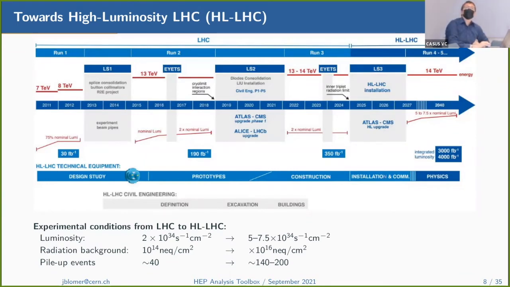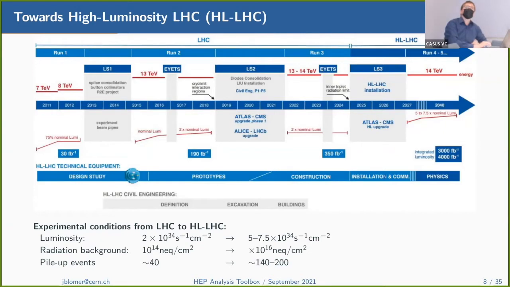So you see the project plan, if you will, of the LHC. There are usually multi-year long runs where you collect data, and then you have a 1 or 2 year technical stop where you upgrade the accelerator and the experiments. We are at the moment at the end of long shutdown two, towards run three. And after run three, with long shutdown three and run four, there will be a very large upgrade to the HL-LHC, the high luminosity LHC.